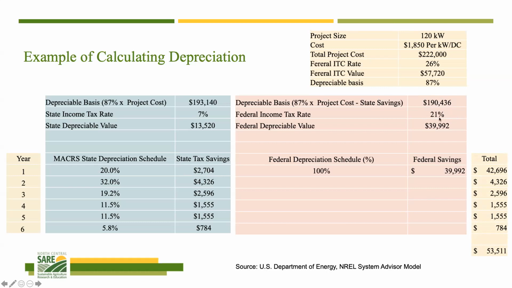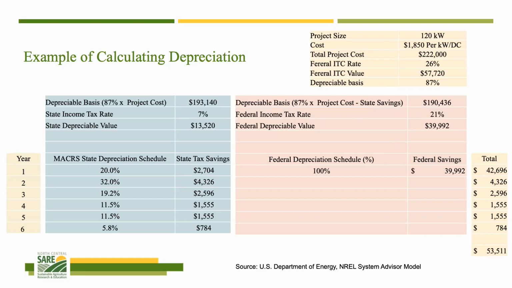In this example, we use a 21% federal income tax rate. As we do the math, $39,992 would be the federal savings. Then I put a column over here to calculate the sum of both the state and federal. Everything combined, the value of your depreciation as an incentive is essentially $53,511.